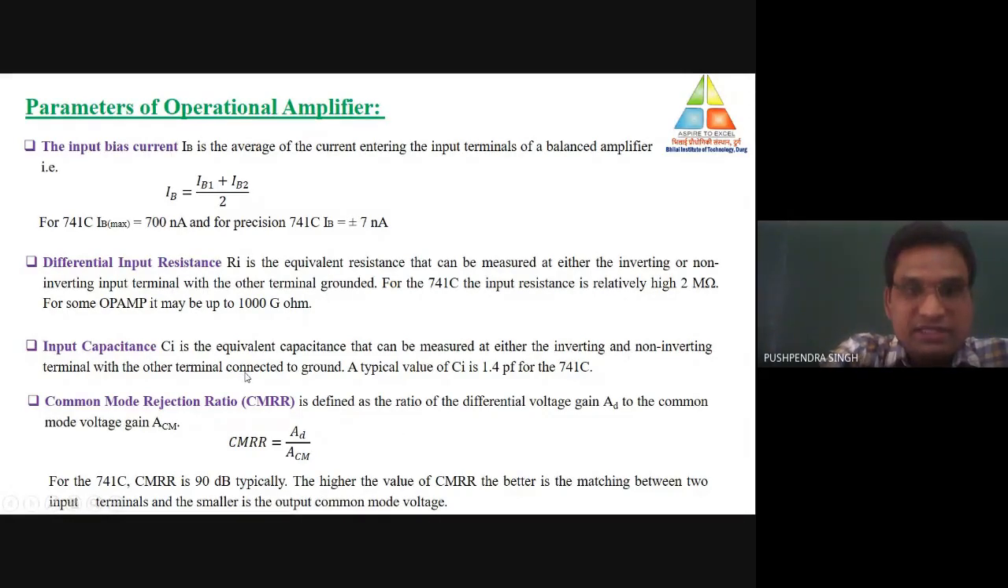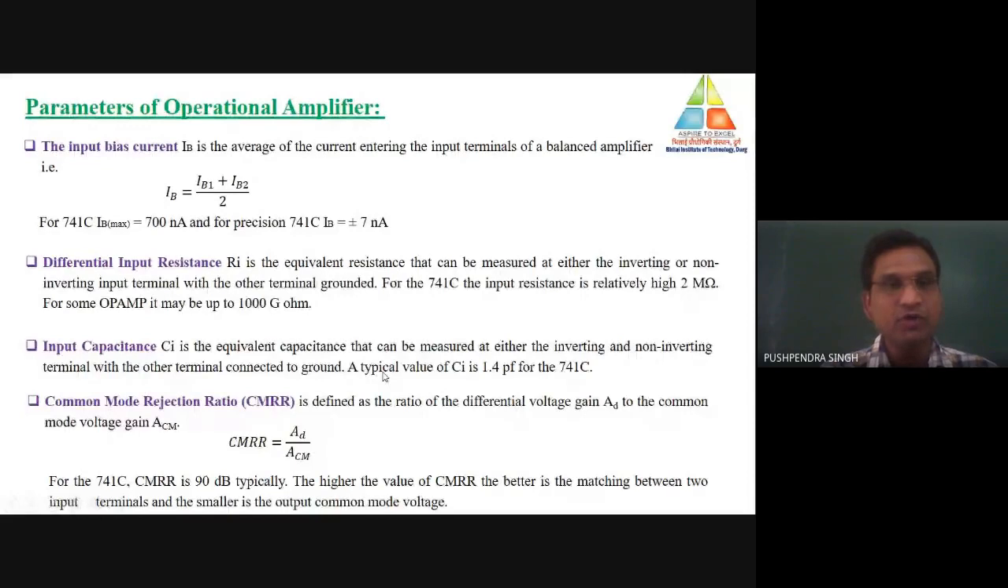Now input capacitance. Input capacitance is an equivalent capacitance measured at either the inverting or non-inverting terminal with the other terminal grounded, the same as input resistance. So these parameters are calculated with respect to one terminal only. The typical value of input capacitance is 1.4 picofarad in IC 741.